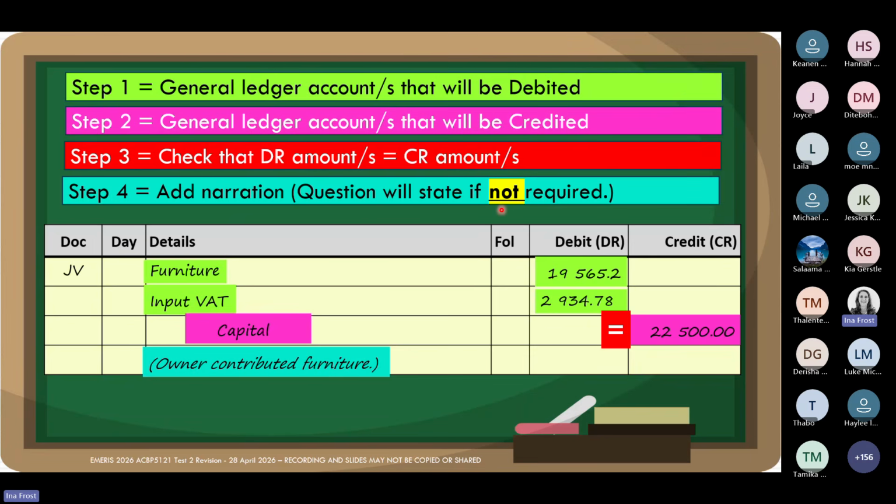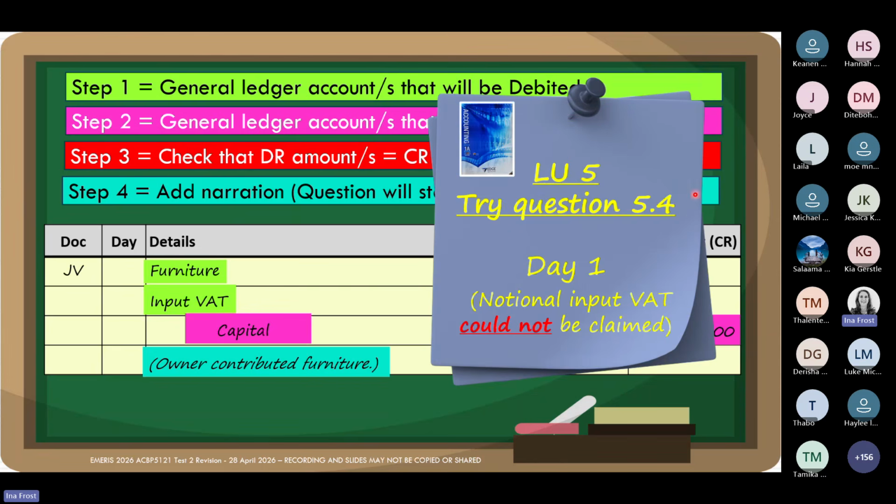If you want to practice another entry like this one, again, you can go to your question 5.4. And if you look at day 1, they have a similar entry, but for this one, we were not allowed to claim the input VAT.